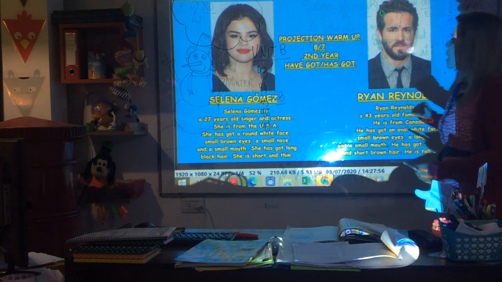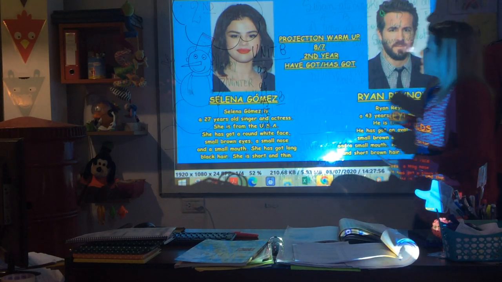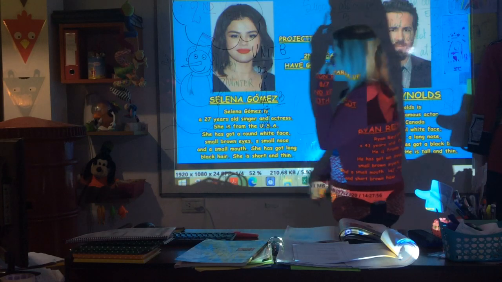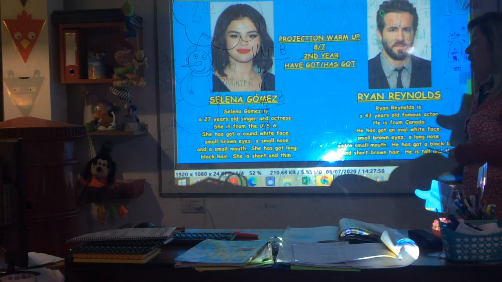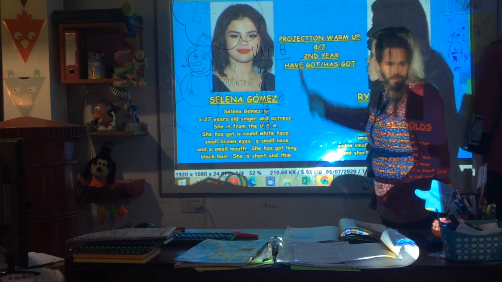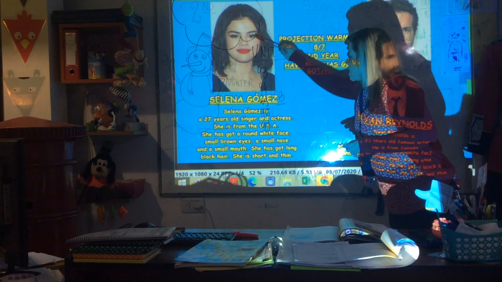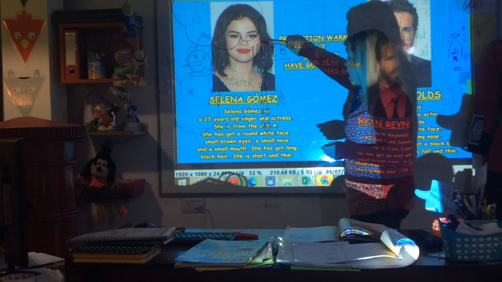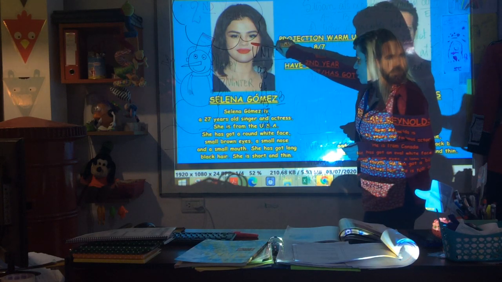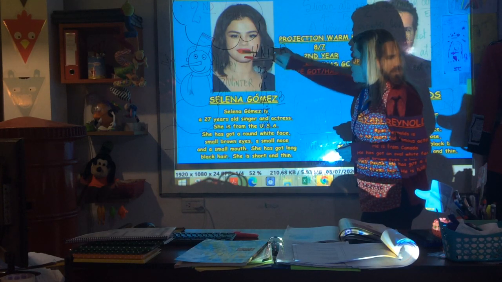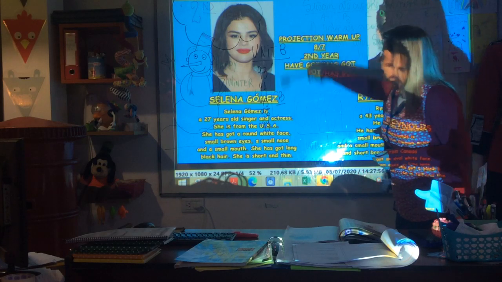So, she's Selena Gomez. Selena Gomez is a 27 years old singer and actress. She's from the USA. She has got a round, white face, small brown eyes, a small nose, a small mouth. She has got long black hair.